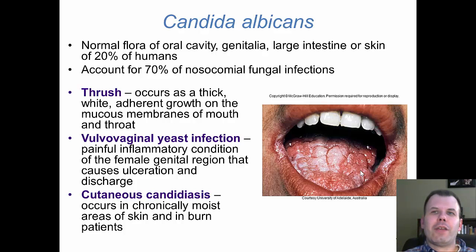Okay, and then the last one is cutaneous candidiasis, and again, this is another one that occurs chronically in moist areas of the skin. Burn patients see this, and so again, opportunity where you have moist, dark areas, burns, other things like that are associated. And it's, again, immune compromised wounds in the skin. That's where you're going to see these different types of infections. But by far, probably the two most common are going to be thrush in the throat, and then the vulvovaginal yeast infection that you see.